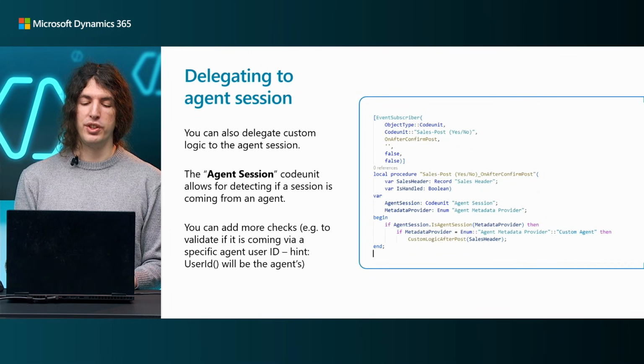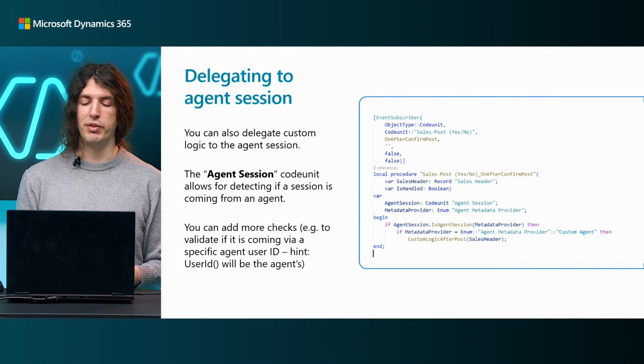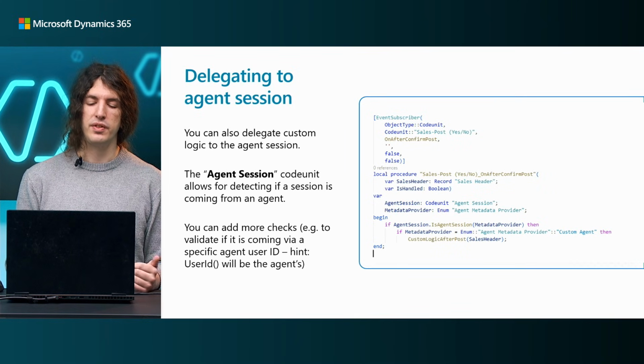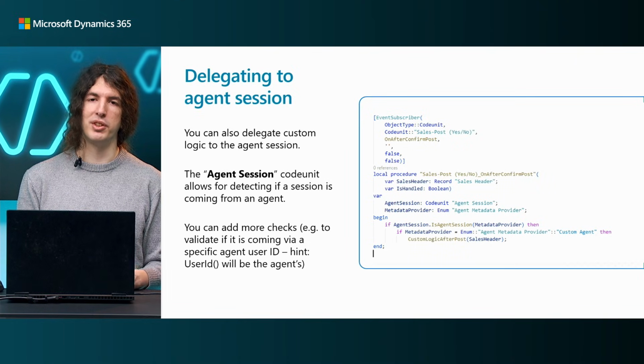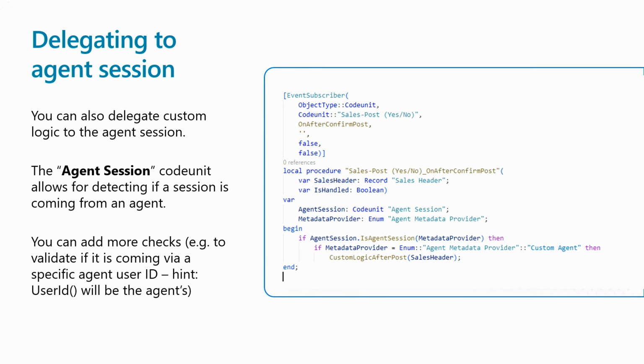The other thing you can do is create events that will only fire if the session is an agent session. This way you can have code be triggered after the agent, for example, does an action in the UI. The agent session codeunit provides you the IsAgentSession procedure, which lets you do exactly this. You can also use the user ID if you want to add events only for specific instances.